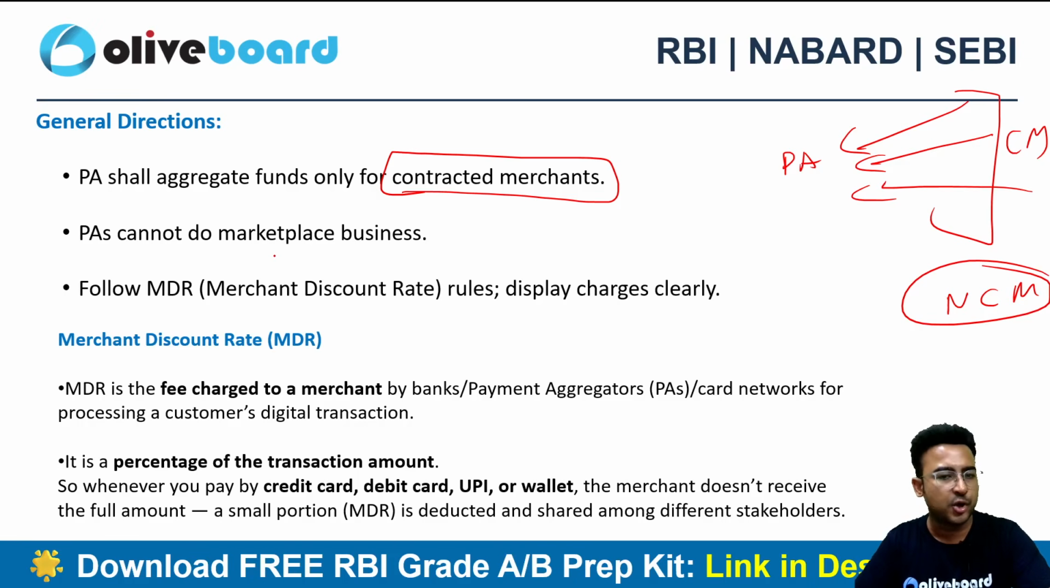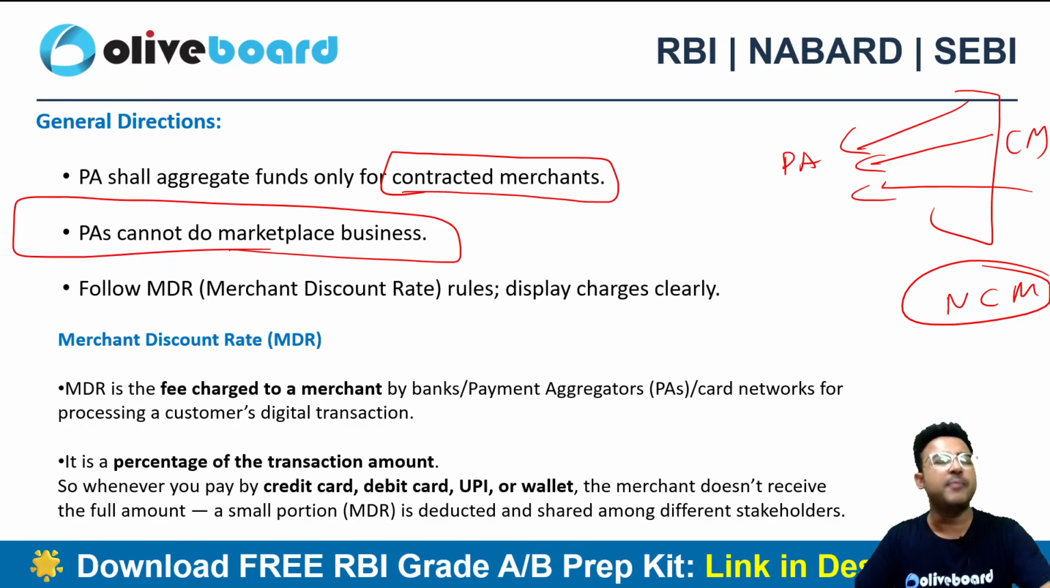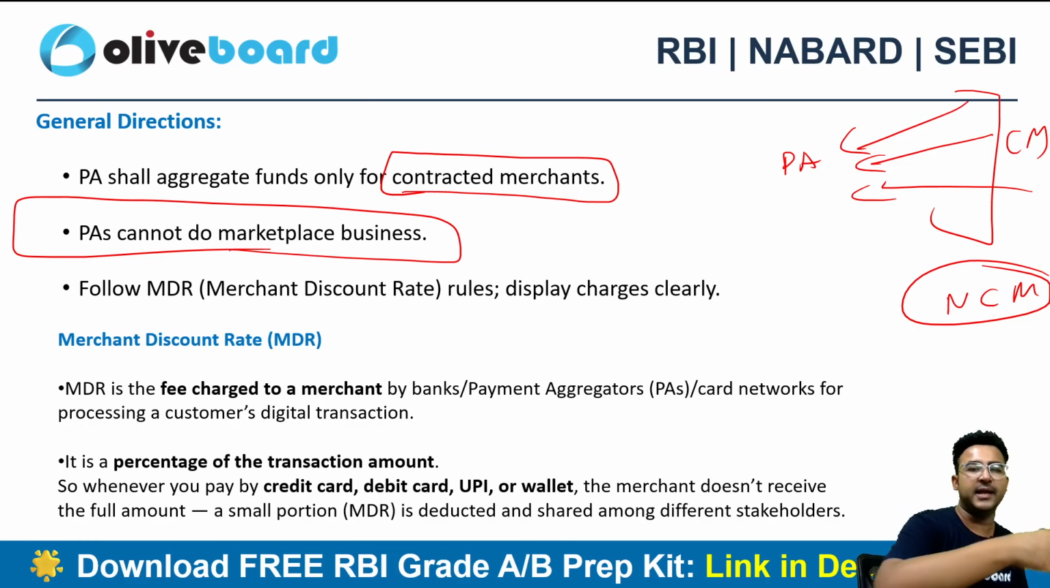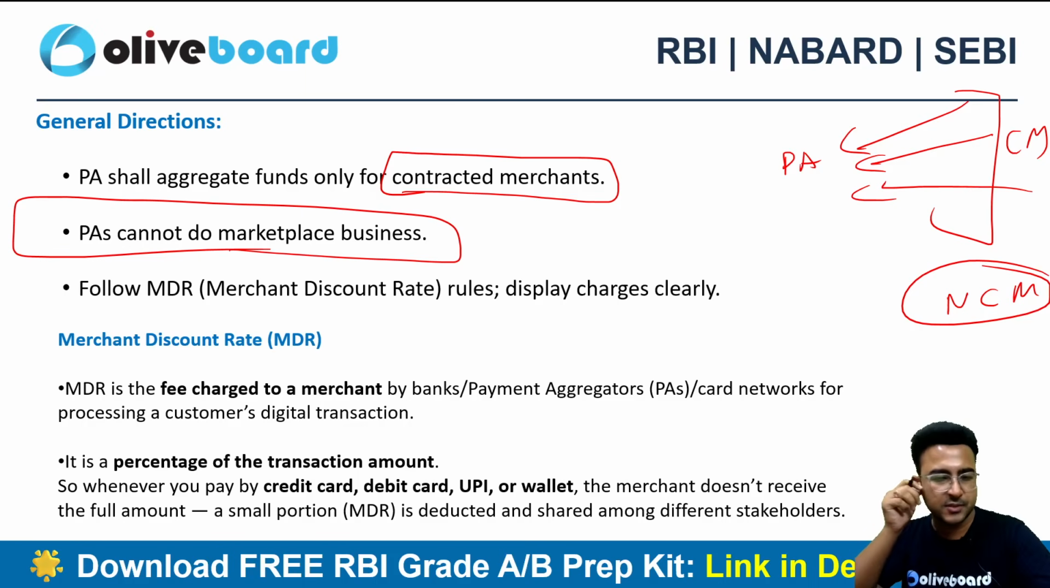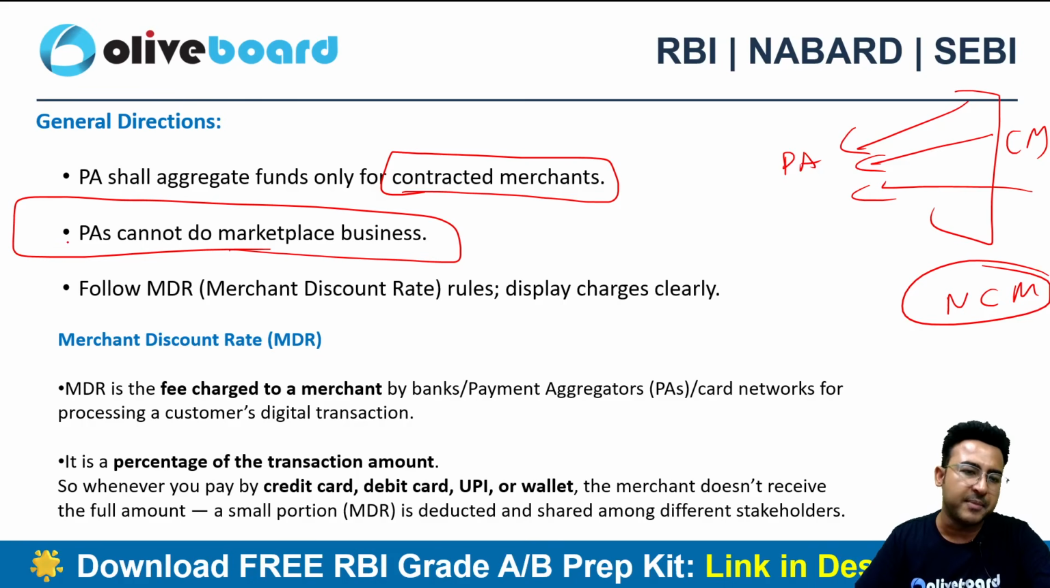Payment aggregators cannot do marketplace business. We won't be doing the marketplace business. What we are doing is we are just facilitating the transactions for the marketplace business, right? Amazon won't be getting into payment aggregation. Let's suppose if I am a payment aggregator, I cannot open a platform like Amazon, right? So I won't be getting into the business of the marketplace. Why? Because I'm a payment aggregator.